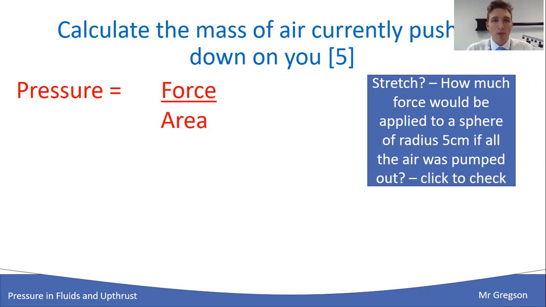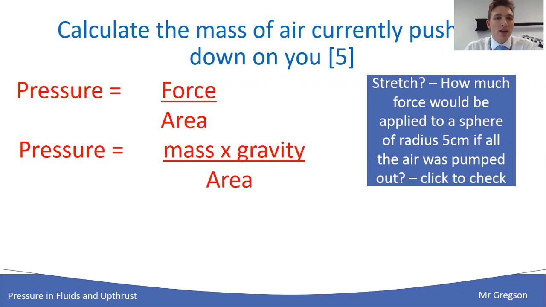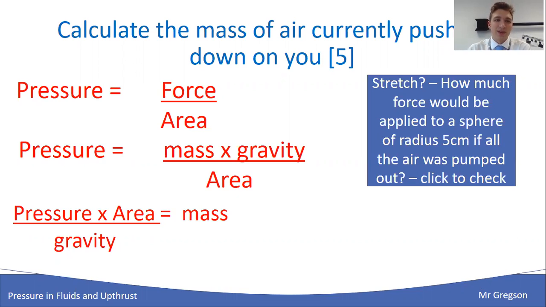If we continue, we know pressure is force over area, so the force applied over the surface area. And we know that the force of the air on us is going to be the mass times gravity, because it's the gravity pushing on the air particles pushing into us. So mass times gravity over area. And to find mass, we need to rearrange that. So we bring area across and multiply that by pressure. We multiply both sides by area, and then you divide by gravity, and then you get mass by itself.